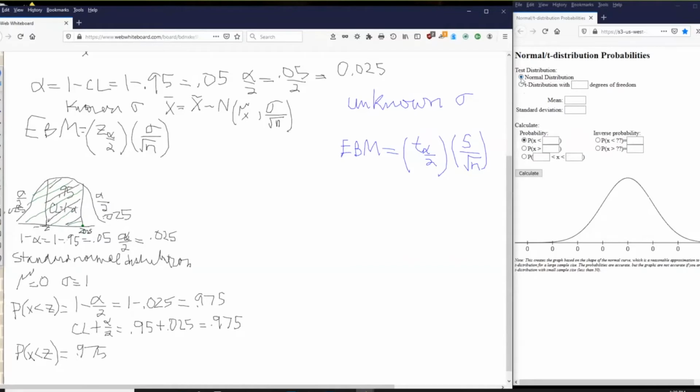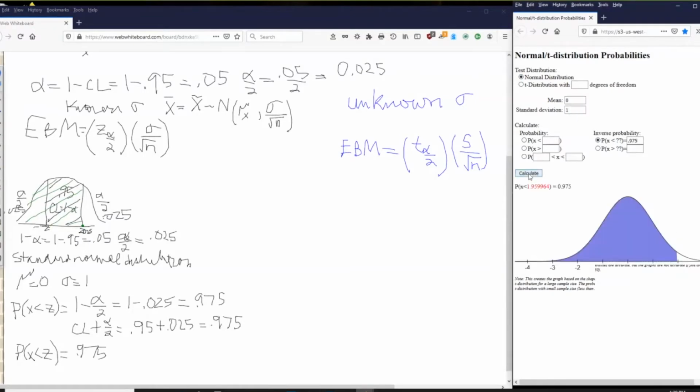So I'm going to go here to my calculator, normal distribution, mean of 0, standard deviation of 1, and we're going to do the inverse probability, 0.975. So remember, we're putting in the values for the standard normal distribution. That's where the mean of 0 and standard deviation of 1 came from. Calculate. The number in red is going to give me my z-score. So my z-score, when my confidence level is 95%, is going to be 1.96.